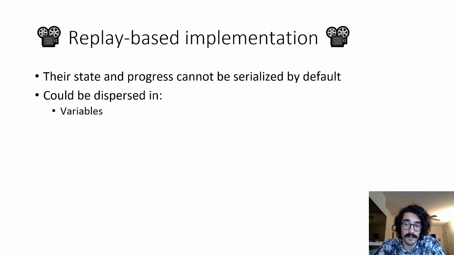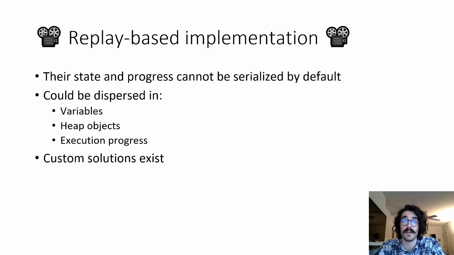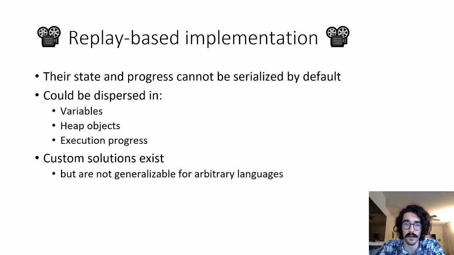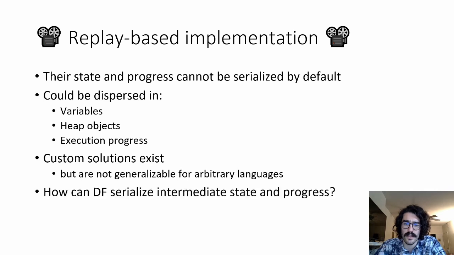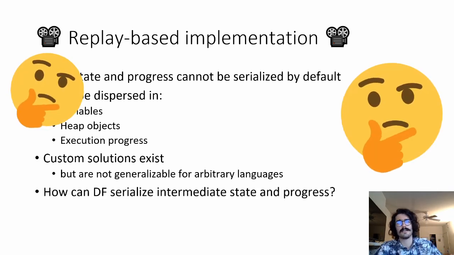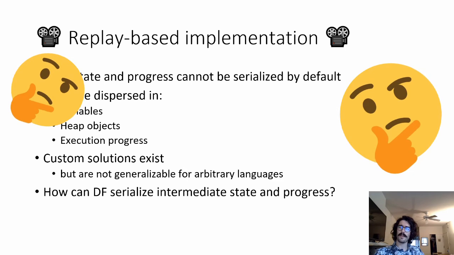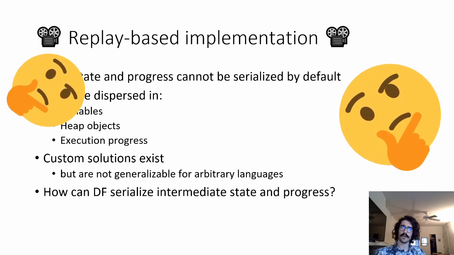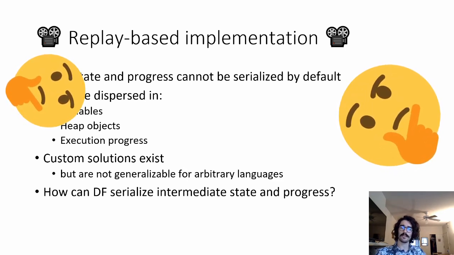It could be dispersed in variables, heap objects, execution progress, and some custom solutions exist. There have been some papers in the past that study how to serialize the state and progress of some specific typed languages, for example, but they are not generalizable for arbitrary languages. So how can durable functions serialize and persist intermediate state and progress for arbitrary programming languages?